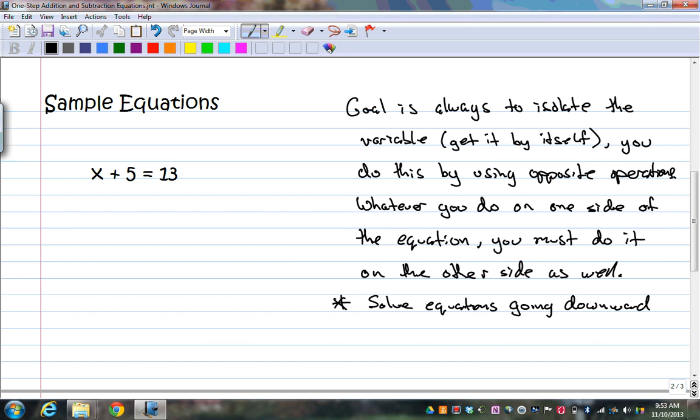One thing that you could think of when I say this is I don't want to have two equal signs in the same row. That looks bad. You're going to solve an equation going downward. So let's use this now to solve this equation. We already know the answer is 8. Well, great. How do we get that?